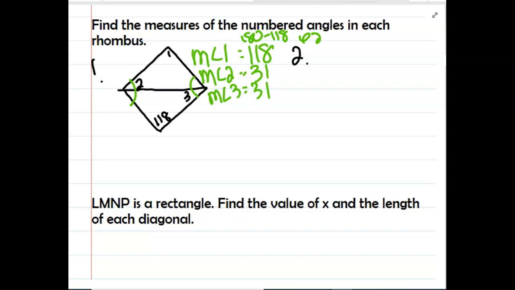Okay, number 2. Okay, another rhombus here. And for this one, we're going to have both diagonals.